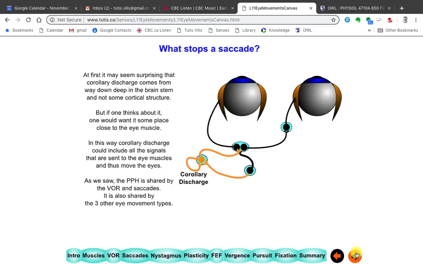This circuit, this corollary discharge, again comes from this structure here, and it's involved in every movement you make. It's involved in the VOR. It tells you what position you are in the VOR. It tells you what position you are during pursuit eye movement, and it tells you what position you are during saccades as well. So it's a neural estimate of what the eye position is.